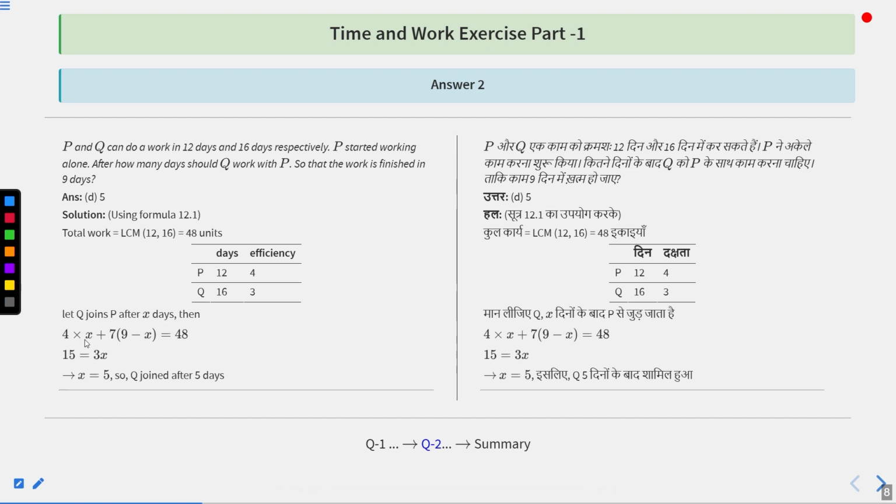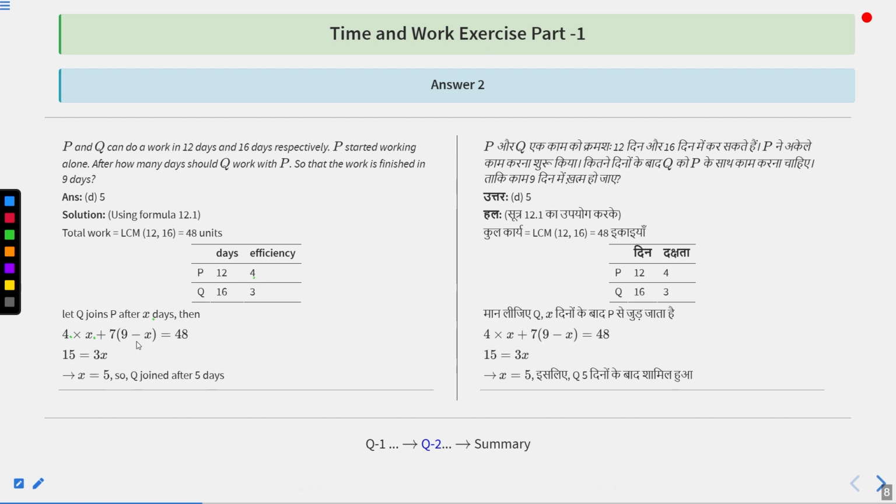That means 4 into X plus 7 times of 9 minus X equal to 48. Because if Q was joining P after X days, that means P alone was working for X days. Efficiency of P is 4, so work done is 4 into X, efficiency into time, plus for the remaining days P and Q both were working together. That is 4 plus 3, efficiency is 7.